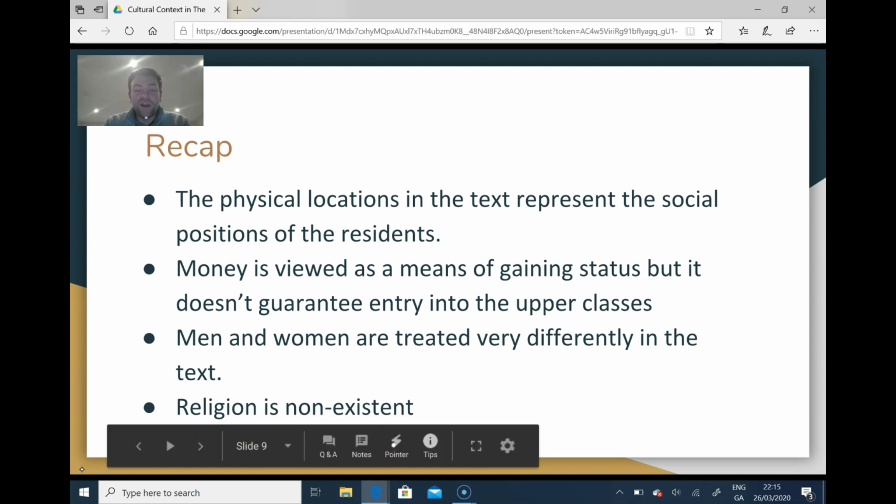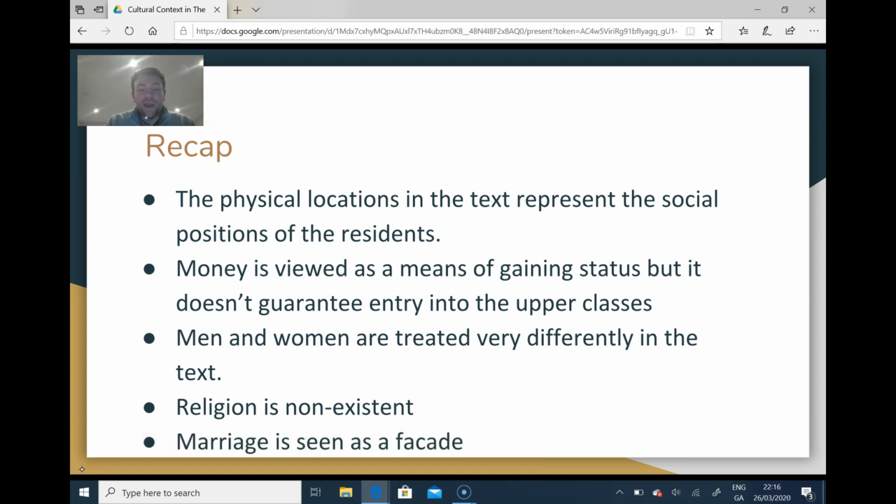Men and women are treated very differently in the text. Okay, as we saw there, men and women are treated differently. Men can do what they want. Women must adhere to what the men want. Religion is non-existent, and marriage is seen as a facade. Okay, they're all having affairs. Doesn't seem to be for love.